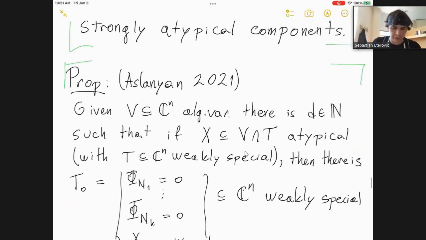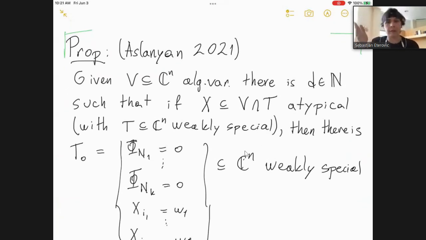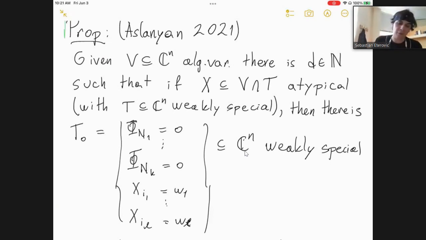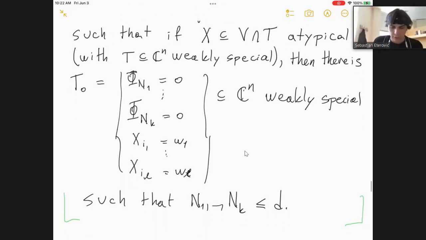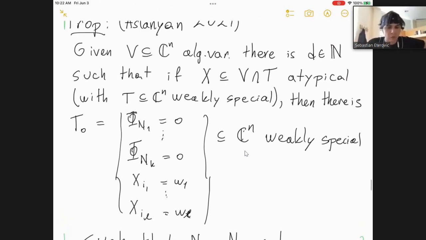So here is a result of Aslanian of 2021, where he shows that, okay, you don't get the full Zilber-Pink, but you do get something a bit close, sort of as good as you could possibly make it with the material that we have so far, which is that you don't get finiteness of the components, but you get finiteness of something else. So suppose that you have an algebraic variety and that it has an atypical component X, which comes from the intersection with something weakly special T. Then you can find perhaps another weakly special variety T0, but this time so that the indices of the modular polynomials defining T0 is bounded. And this bound depends only on the variety V.